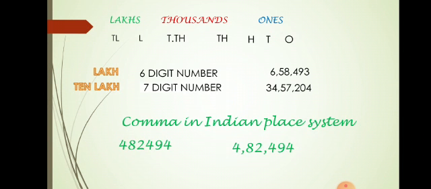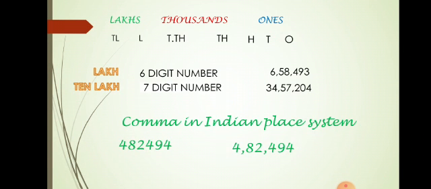You all know that we have the period of ones, period of thousand and period of lakh. Period of ones has 3 members in it: hundreds, tens, ones. Period of thousand has 2 members in it: 10,000 and 1000. Same, the period of lakh also has two members, 10 lakh and lakh. If you have a 6-digit number, it means it is a lakh number.